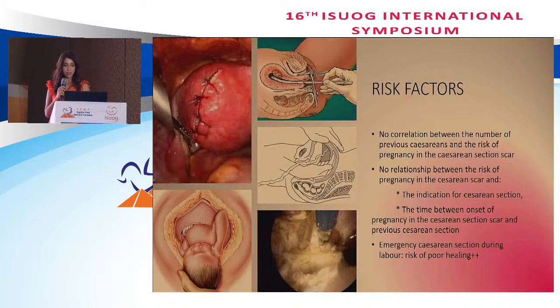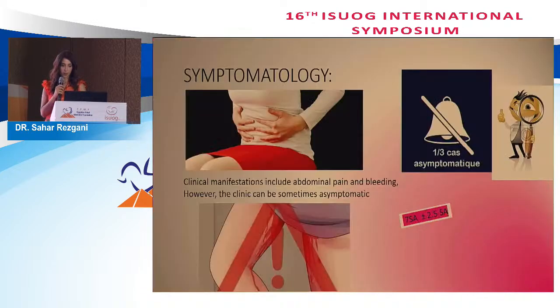The risk factor is the cesarean, but there is no correlation between the number of previous cesareans and the risk of pregnancy in the cesarean section scar. No relationship between the risk of pregnancy in the cesarean scar and the indication for cesarean section, or the time between onset of pregnancy in the cesarean section scar and the previous cesarean section. But emergency cesarean section during labor gives more risk of poor healing.